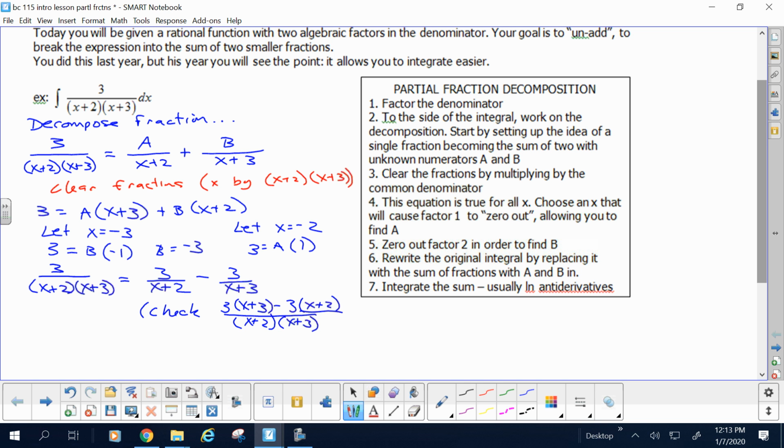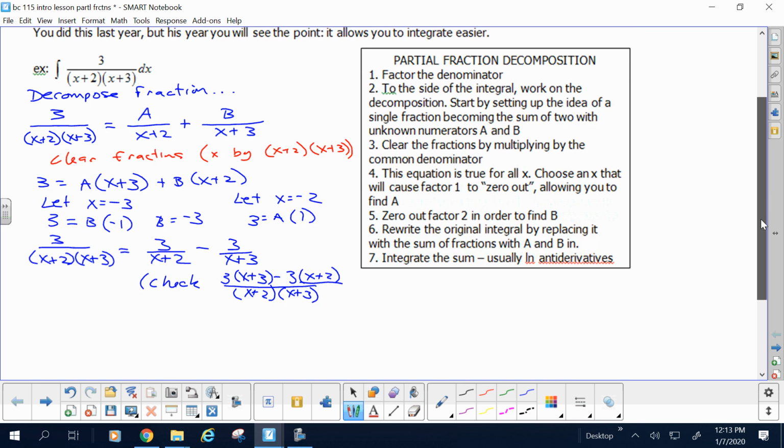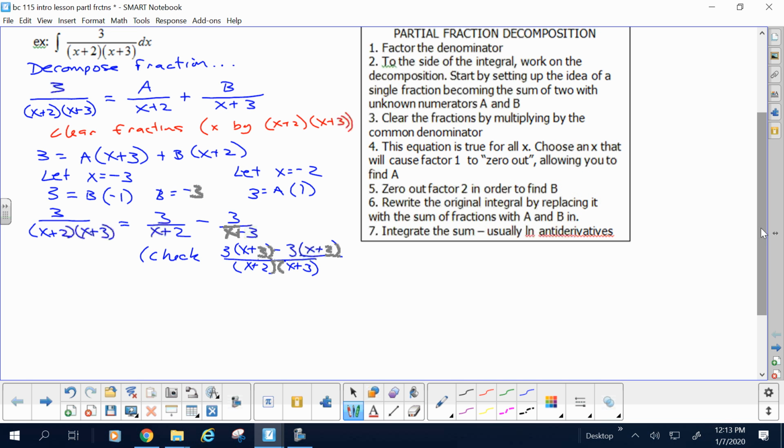All right. Therefore, the whole point of the problem then is that my integral can be rewritten, instead of 3 over x plus 2 times x plus 3, I can write it as 3 over x plus 2 minus 3 over x plus 3 and integrate with respect to x. Now, I think you'll agree that's a heck of a lot easier to integrate, yeah? Let's see, that's a derivative of the first.